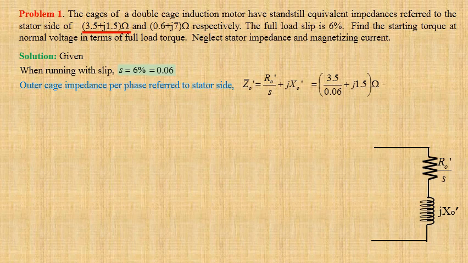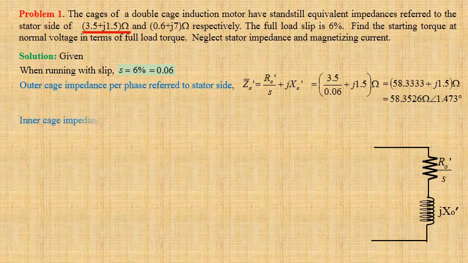That gives us 58.3333 plus j1.5 ohm. This may be written in polar form as 58.3526 ohm at an angle 1.473 degree.